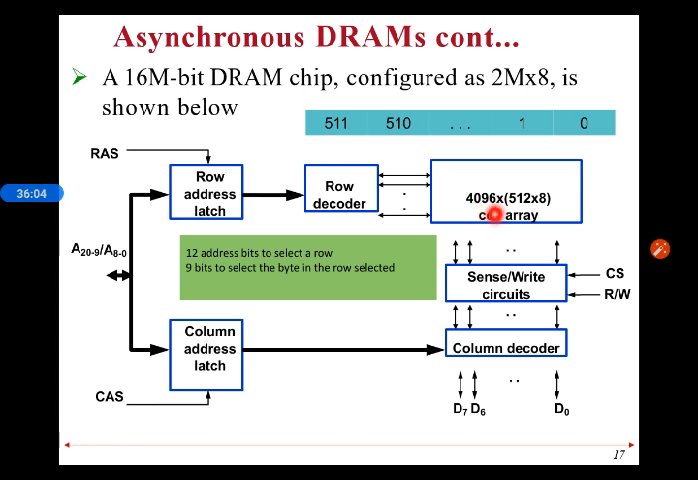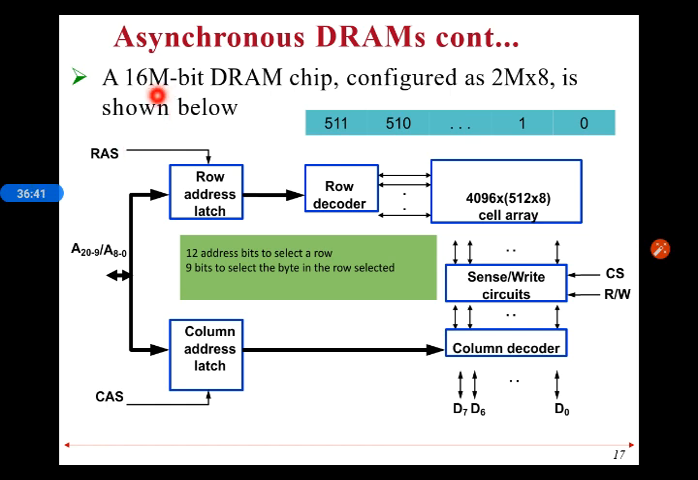In other words, we can say 4096 into 4096. So 4096 rows are there, and similarly 4096 columns. But these 4096 columns are organized into 512 blocks of 8 bits. Each block has 8 bits of information. So how do we read information? As I said in the previous slide, for asynchronous RAM we are using the special signals RAS and CAS.